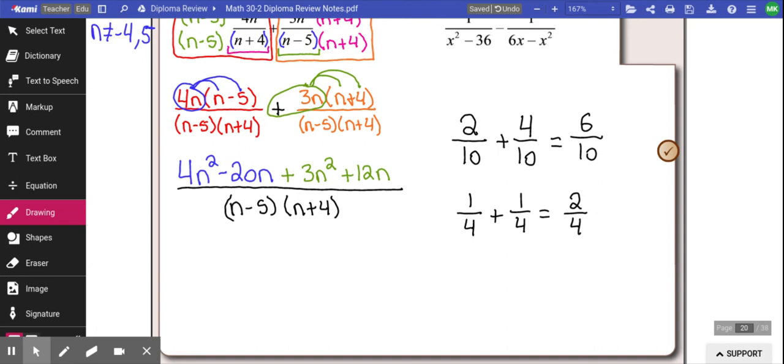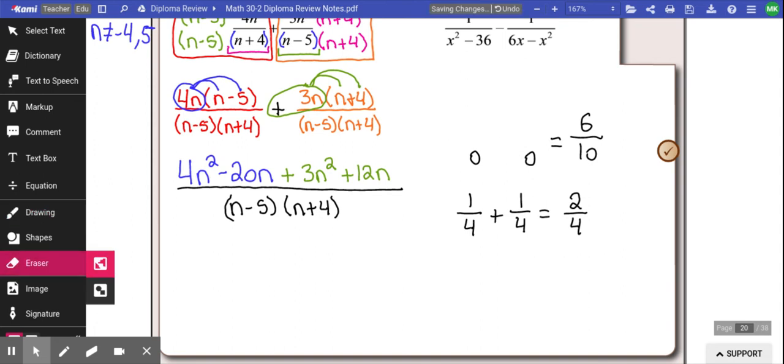When we combined it into 1, it's a little more ridiculous, right? We have 4n squared minus 20n over n minus 5, n plus 4 fourths. Sounds crazy. If I add that to the 3n times n plus 4 over n minus 5, n plus 4 fourths, that would combine to be one thing. The bottom doesn't change. It just combines to be 1. Awesome. We have successfully combined that fraction into one fraction. Now our job is to reduce it.